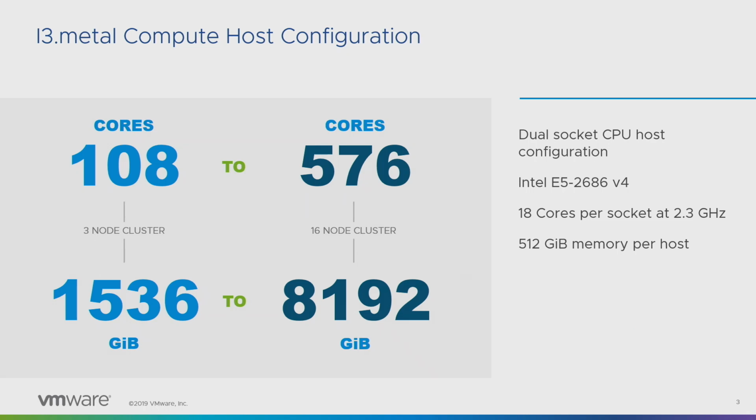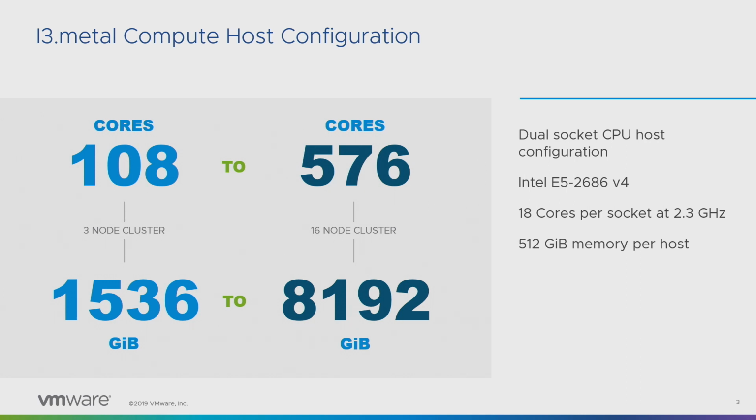As for actual hardware capabilities, we launched the service, of course, with our i3 Metal node with AWS. This is a dual socket Broadwell system. Each CPU is clocked at 2.3 gigahertz, and we get a total of 36 cores on the box with 512 gigabytes of memory. So quite a bit of resources. These are beefy boxes from a workload perspective.